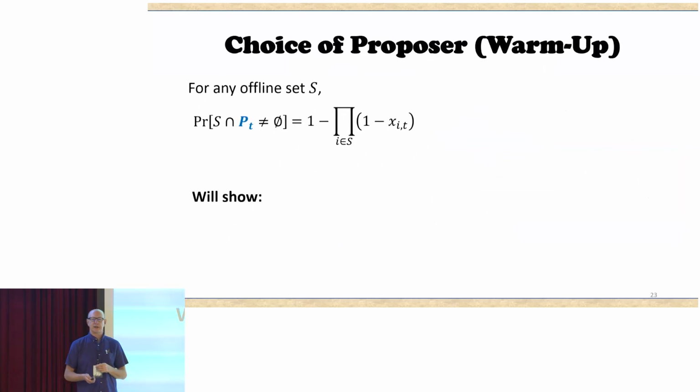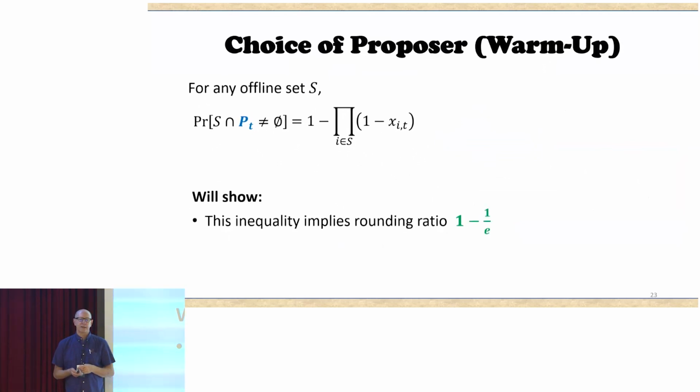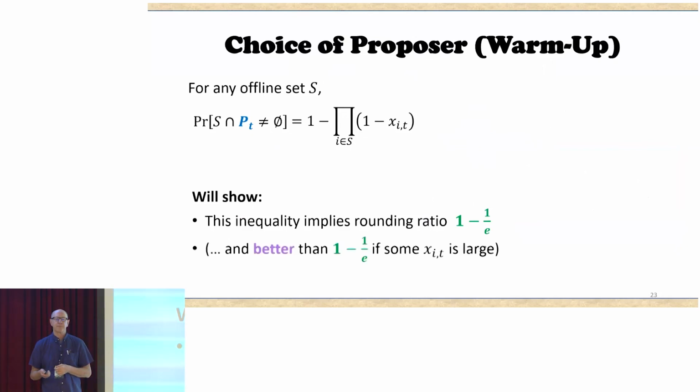So we have this property, and I will first show you that this implies a 1 minus 1 over e rounding ratio, that alpha is equal to 1 minus 1 over e. And actually, we will see that we can get better than 1 minus 1 over e if one of the fractions is large. And if one of the fractions is not large, then we will force it to be large and get it for any x values better than 1 minus 1 over e.